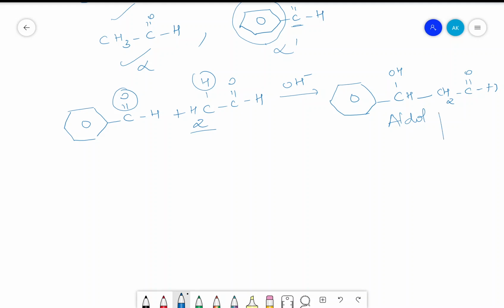If this undergoes heating, I'm writing CH2 as CHH. Both will be removed, this bond will be shifting here, and we get an alpha beta unsaturation. So as it is, benzene CH double bond CH C double bond OH. The common name of this compound is cinnamaldehyde.